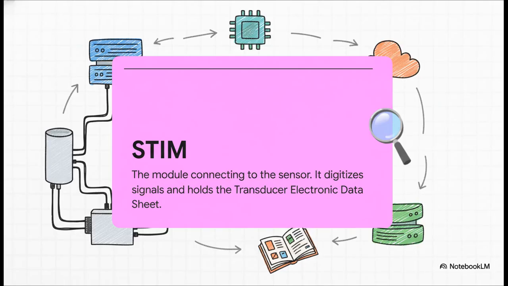Okay, let's start with the STIM. The easiest way to think about it is like a smart adapter for your sensor. It's the piece of hardware that lives right next to the physical sensor itself. It does the first bit of processing, and most importantly, it holds the sensor's digital passport.